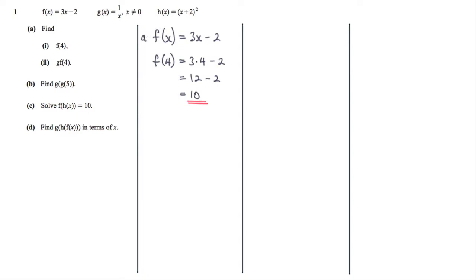Moving on to A part 2. So A part 2, and we're required to find g of f of 4. So a big hint in the question here, look at this. We've already found f of 4, which is 10. And we replace that into the g of x function, and wherever we see an x, we're going to replace that by this answer here. So g of f of 4 is simply 1 over this answer, so 1 over 10 or 0.1.